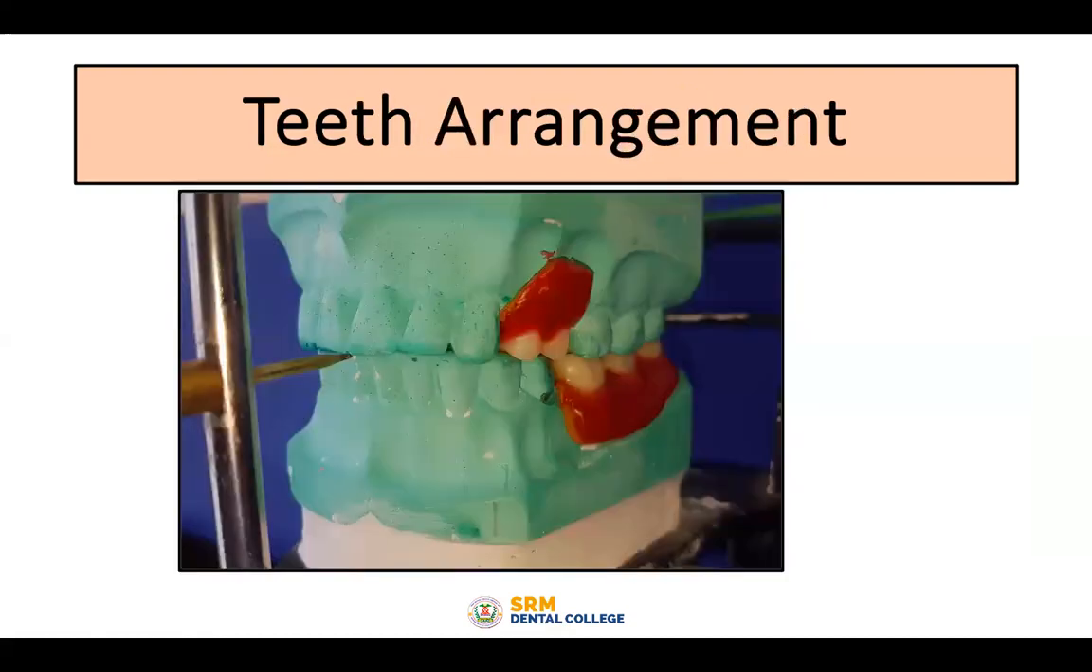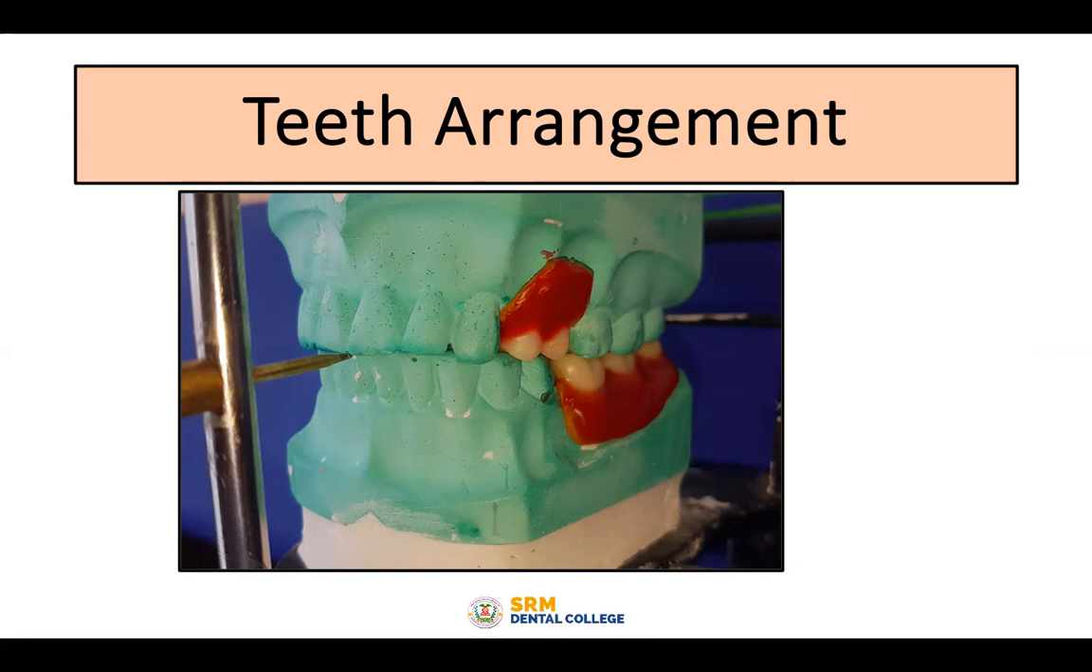Once the cast is articulated, the teeth are arranged. The conventional teeth arrangement principles are followed. Whichever teeth are missing, those teeth are replaced according to the clinical or preclinical situation that is required. But in some situations where the occlusal surfaces may not completely interdigitate with the opposing natural teeth, selective grinding can be done on the occlusal surface of the tooth. But as a rule of thumb, the conventional teeth arrangement principles are followed.